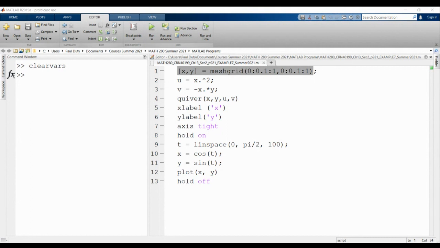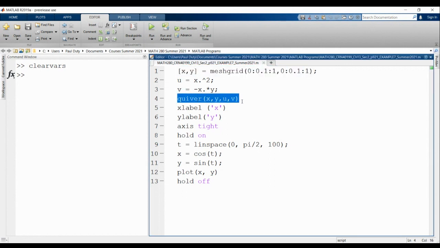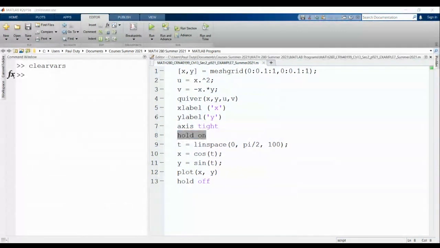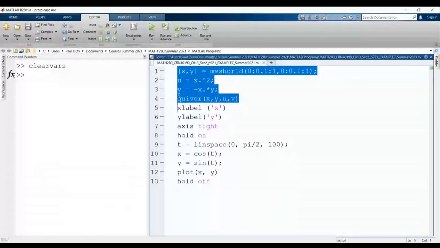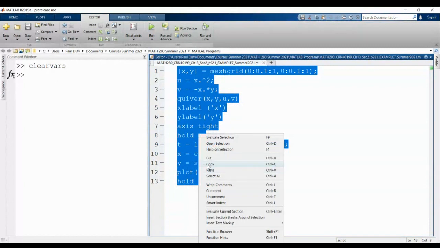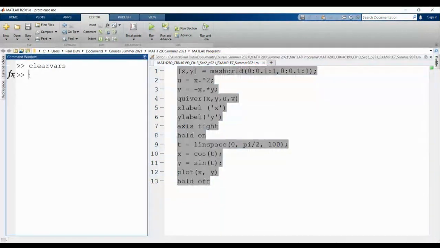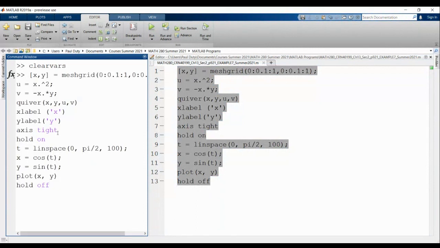So I'm going to use the quiver command. You've seen that before. Quiver will graph the vectors, and then I'll have a graph of my vector field. Then I'm going to say hold on, because I now want to graph my space curve using the linspace command, and x and y are cosine and sine. So, let's take the code, copy it, and paste it in here.